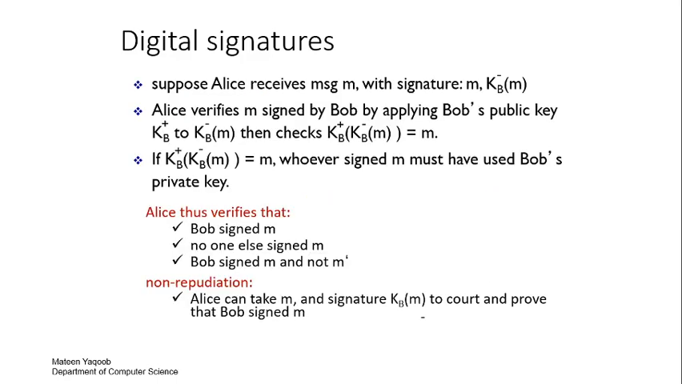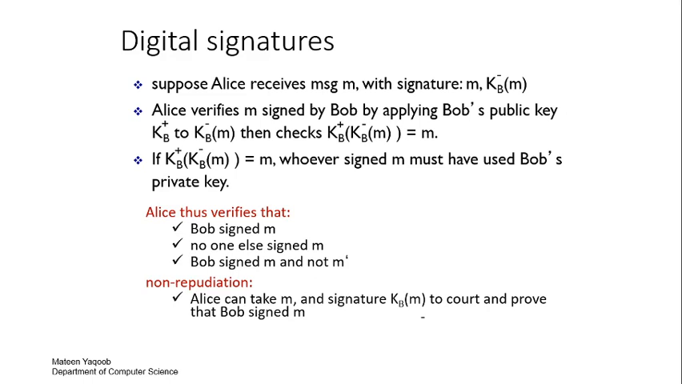Now Alice receives this message, along with the signature made with Bob's key. Alice then verifies the message signed by Bob by applying Bob's public key, which will yield the message to Alice. We have seen in the previous concept that if you sign your message with the private key and then decrypt it with the public key, the result will be the plain text.